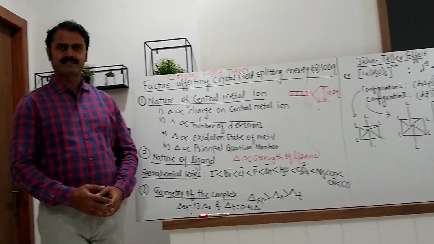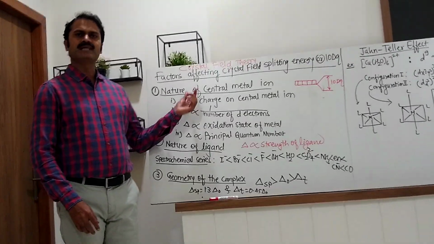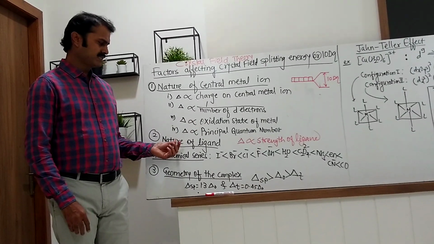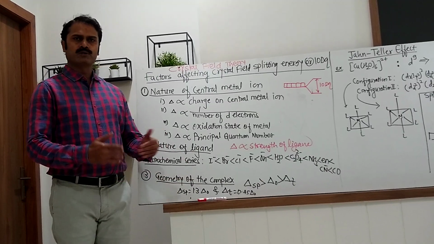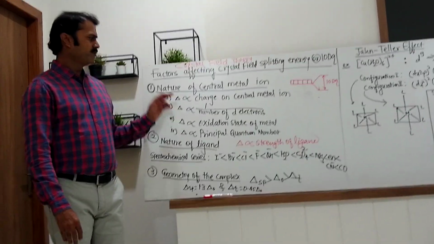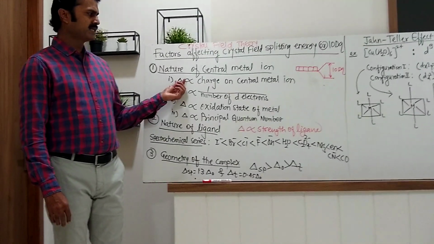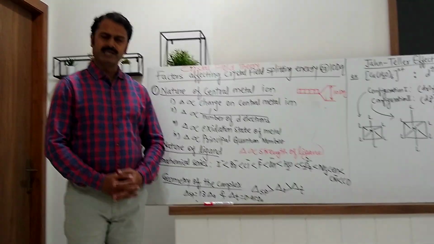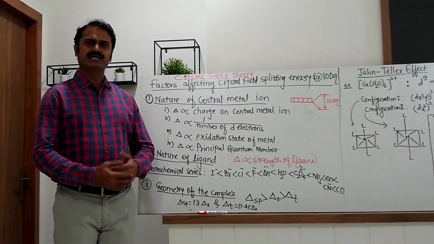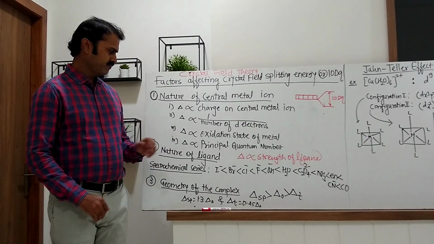There are three factors which affect the value of crystal field splitting energy, that is 10 Dq. The first factor is nature of central metal ion, the second factor is nature of ligand, and the third factor is geometry of the complex. Let us see these factors one by one. First factor is nature of central metal ion. Crystal field splitting energy is directly proportional to the charge on the central metal ion. It means that as the charge on the central metal ion increases, crystal field splitting energy also increases.